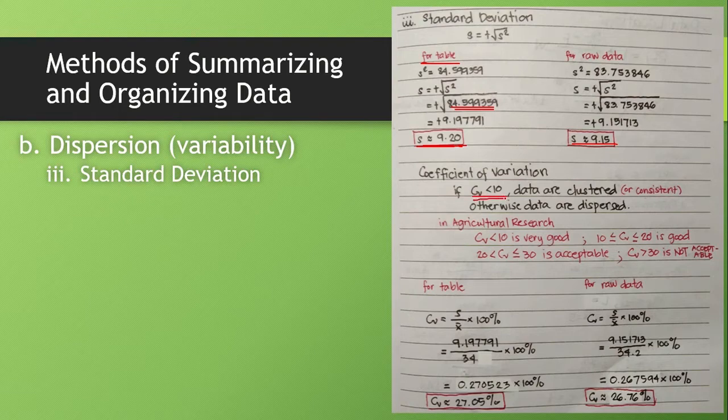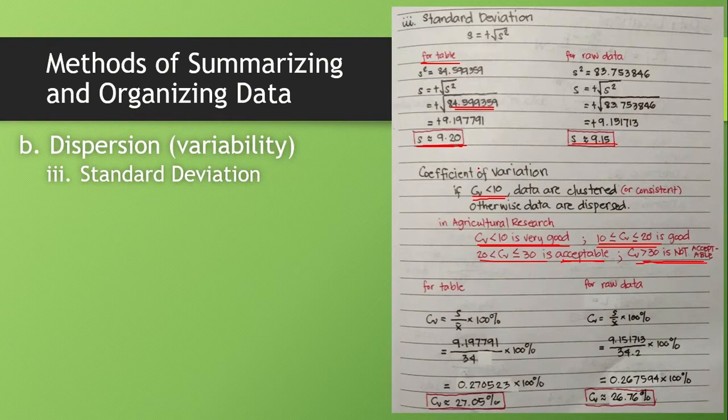Now in agricultural research, they have a range here. If you will get a coefficient of variation which is less than 10, then we can say that your data gathered is very good, meaning they are clustered. We can also say good if your coefficient of variation ranges from 10 to 20. If it ranges from 20 to 30, it's still acceptable, but greater than 30 is not acceptable. Therefore, you may need to redo your experimentation or data gathering.